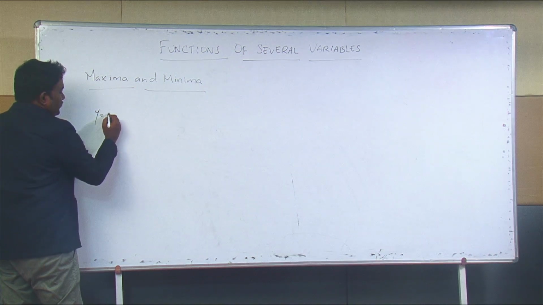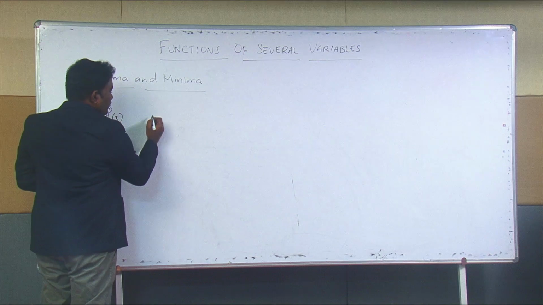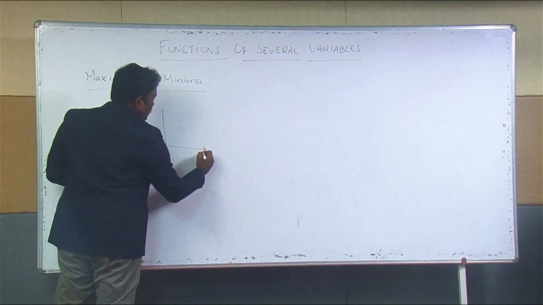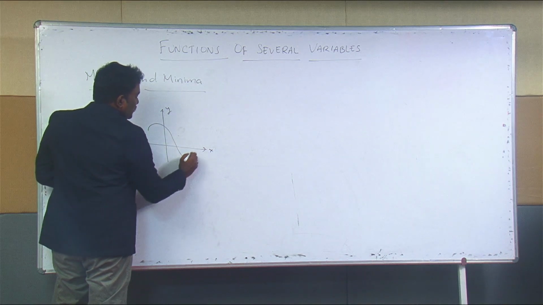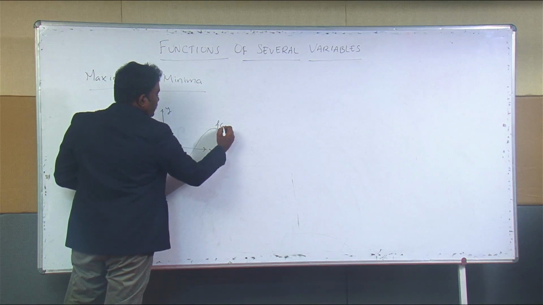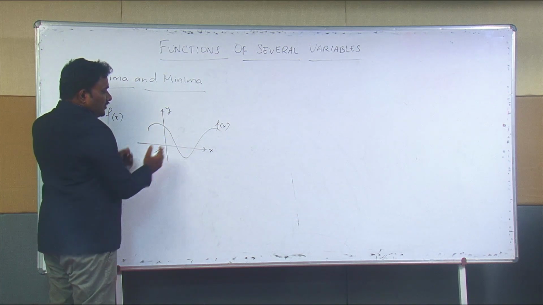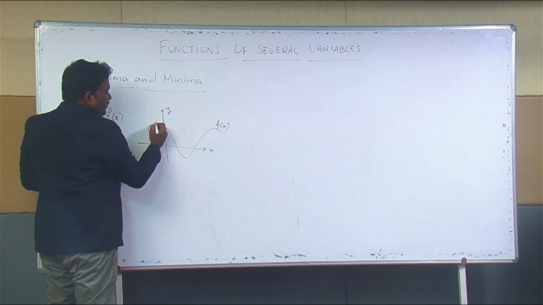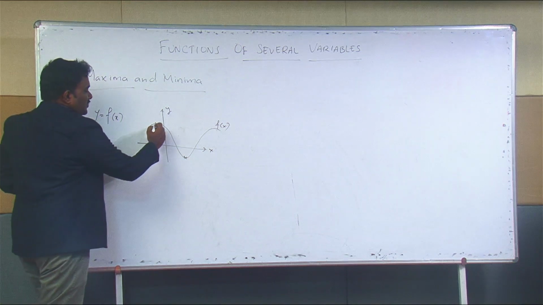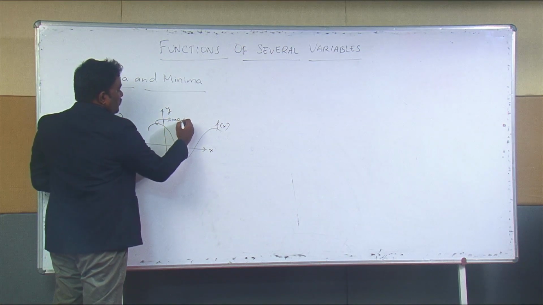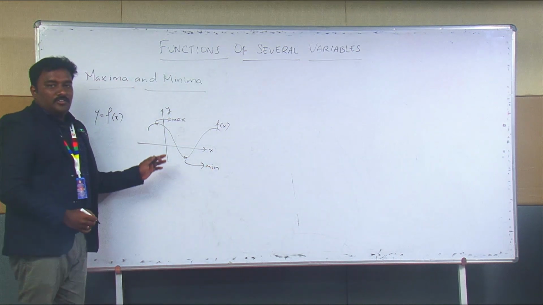If you are given a function y equal to f of x, we can find the graph of that function. Suppose this is my f of x for the given function. By looking at this graph, I can say this is my maximum point and this is my minimum point. This is the maximum value and this is the minimum value of this graph.